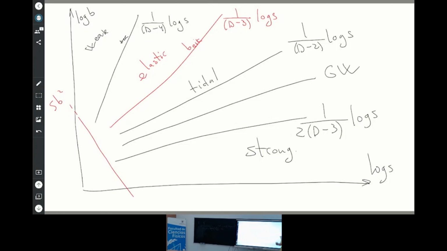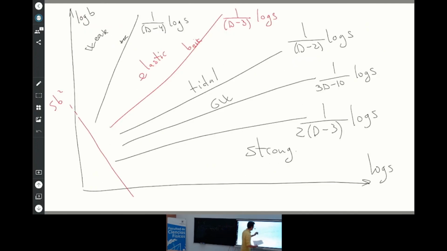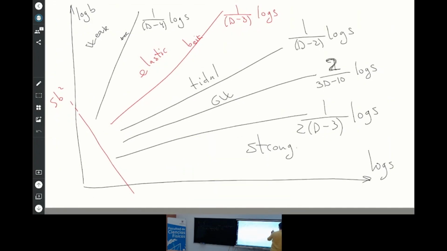Finally, we have gravity waves. And here it's over 3d minus 10 log s. Let me see. It should be, I guess, one half. So it should be twice here. So again, what do I mean by this picture? Is that we estimate the tidal and gravitational wave effect, and we want to see when they become significant, and we see that they become significant at higher. If you take the energy to be large, they become significant at higher and higher impact parameters, as you expect.